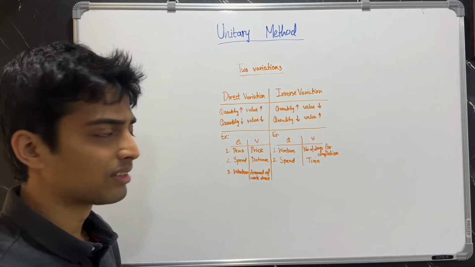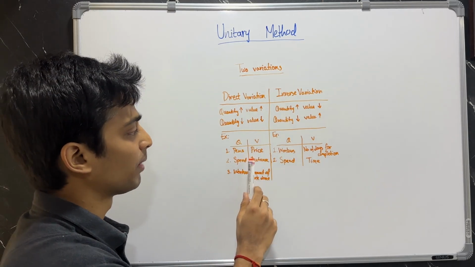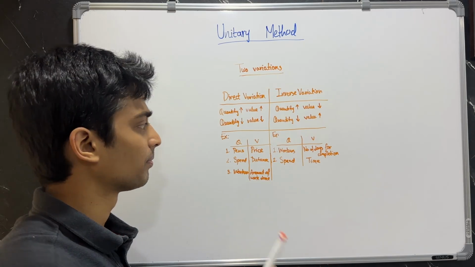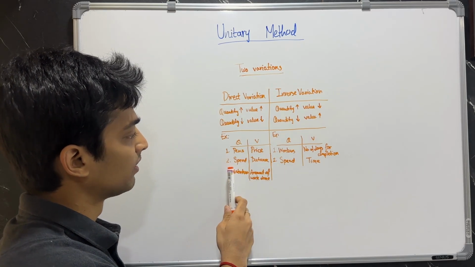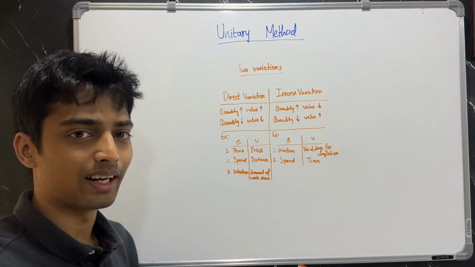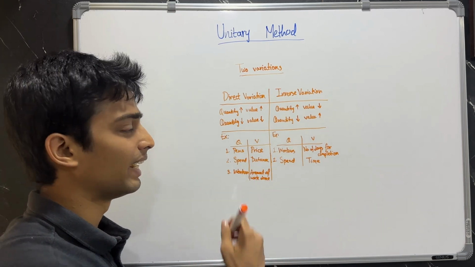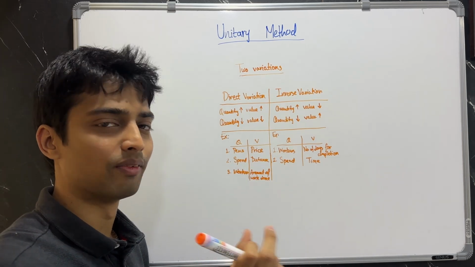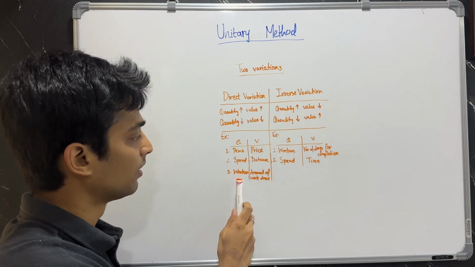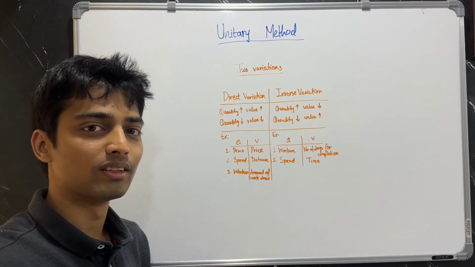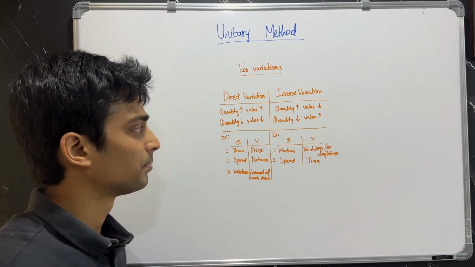Let's look at examples. Number of pens is directly proportional to price. The more pens we buy, the more the price will be. Next, speed and distance. These are also directly proportional. If the speed is more of the car, the greater distance it can travel in a given time. Third, workers and amount of work done. If there are more workers, then more amount of work can be done.